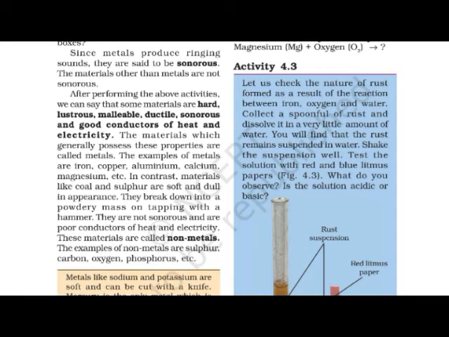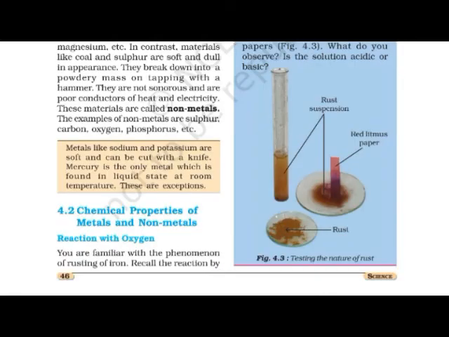For this decision, the material should have the characteristic properties that I have discussed. The materials which generally possess these properties are called metals. Examples of metals are given here: iron, copper, aluminium, calcium, magnesium, etc. In contrast, materials like coal and sulfur are soft and dull in appearance. If we compare, I have just told you about the metals.